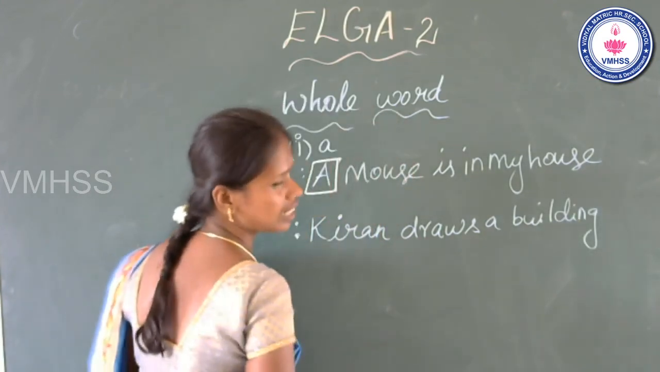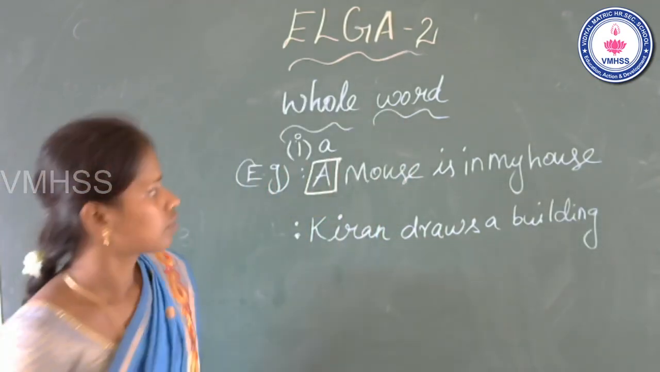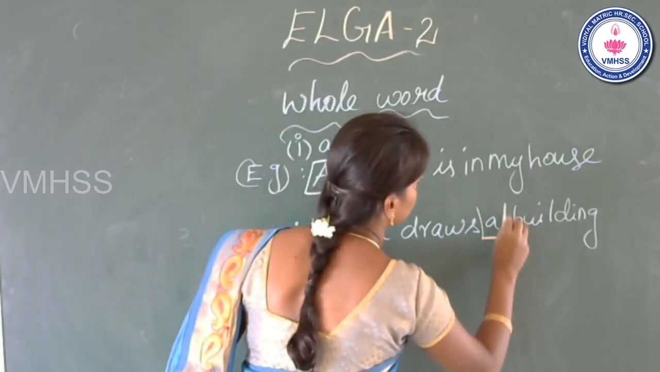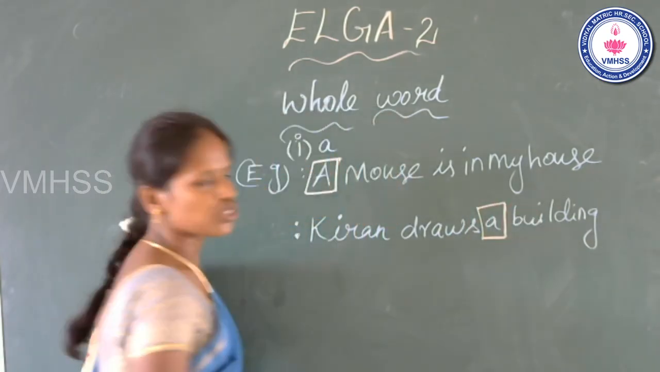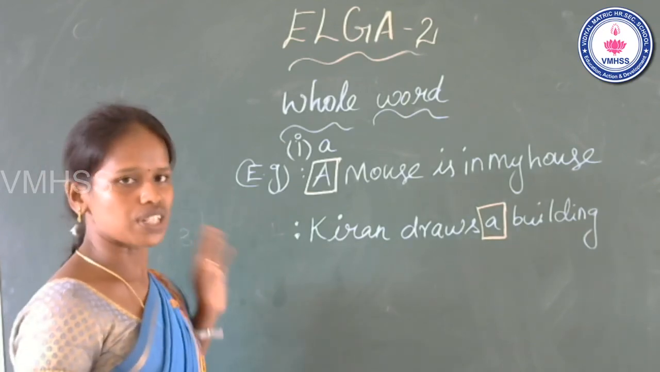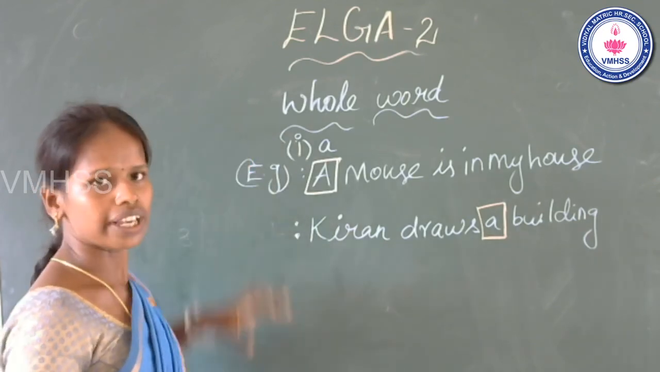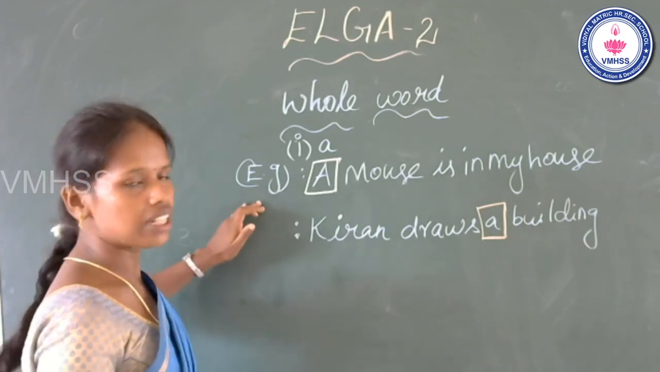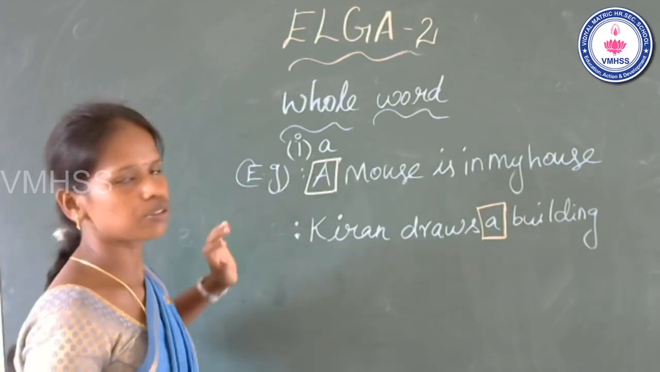Comes after A. I box the whole word A. In this session we will learn three whole words. The first one is A. Now I'll give some examples for the whole word A.